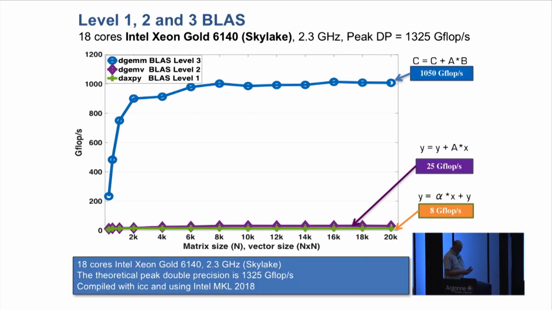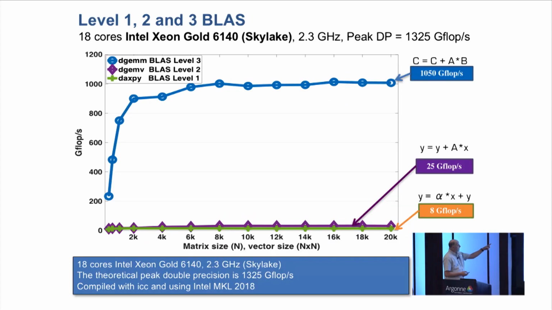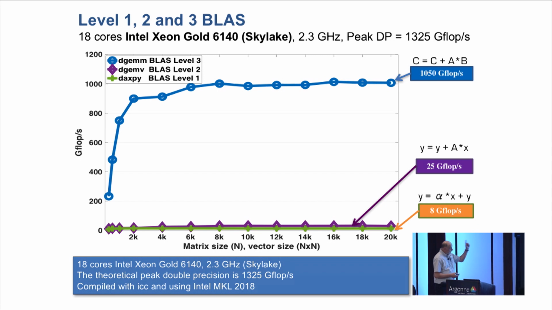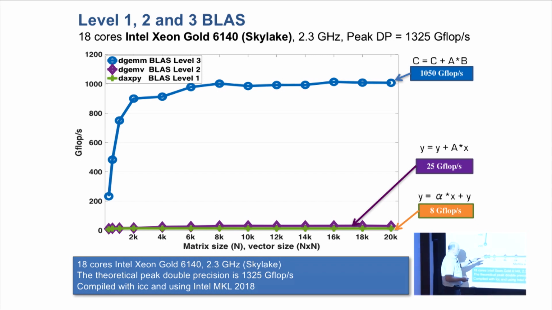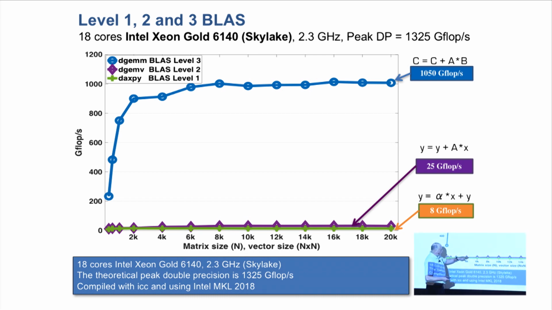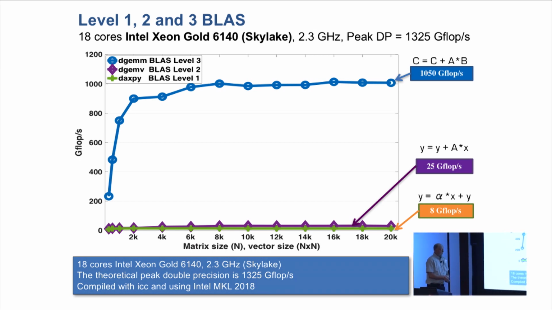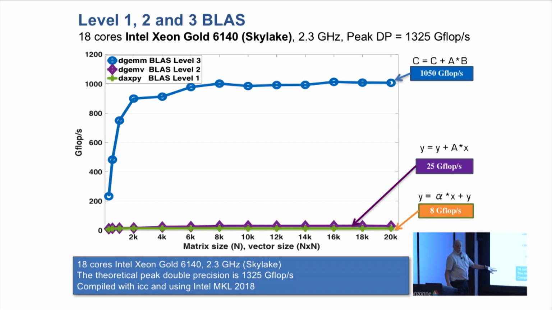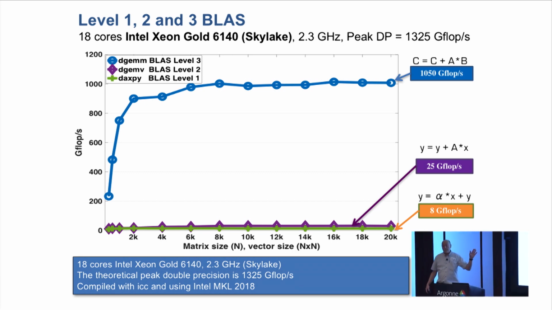So that was on my laptop. And this is on a Skylake, using all 18 cores. So again, you see vector operations way down here, matrix vector, and then matrix multiply exploiting a little over a teraflop of performance. The theoretical peak is 1.3. So still we're leaving something on the floor, but overall we're getting a pretty good return if we can get matrix multiply for big enough matrices.